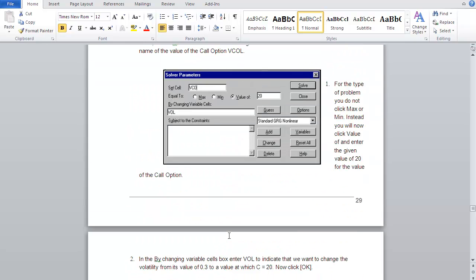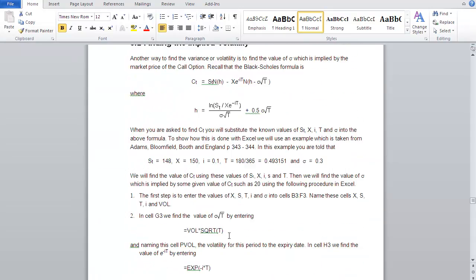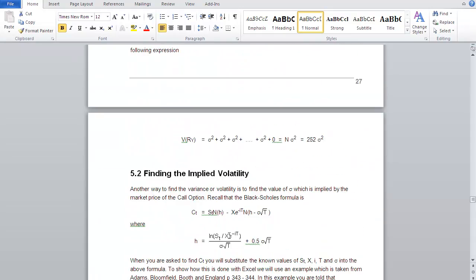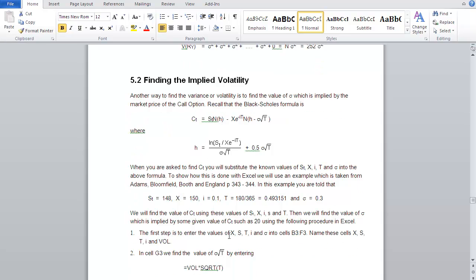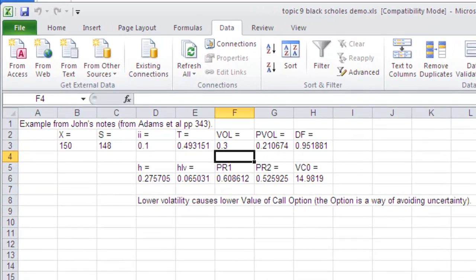Now, if you work through these lecture notes here, these pages, finding volatility, it explains to you how to set up a spreadsheet. Just following these instructions here, and this one here, I'll call this 9C, it's the same thing anyway. It explains to you how to set all this stuff up, okay?